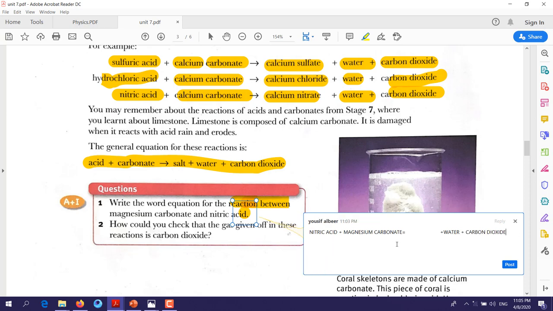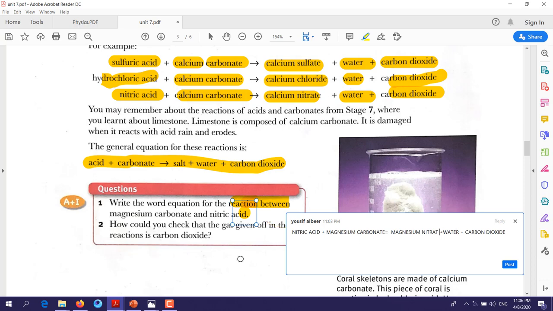Now, here we will get salt, but which salt? We used here which acid? Nitric acid. So because it's nitric acid, which salt will we get? It's nitrate. Which metal did we use here? It's magnesium. So the answer will be magnesium nitrate plus water plus carbon dioxide.